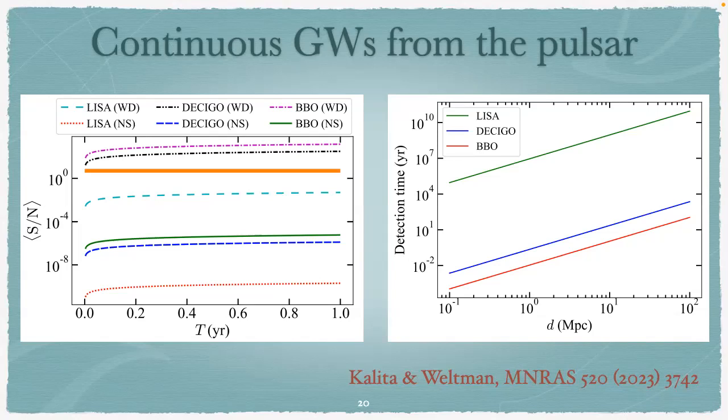Still you can show that LISA can no longer detect it, because for LISA to detect, even at 100 kiloparsec distance, it requires 10^4 years. But if it's at 100 megaparsec distance, then, for example, BBO or DECIGO can detect within 10 years of observation.